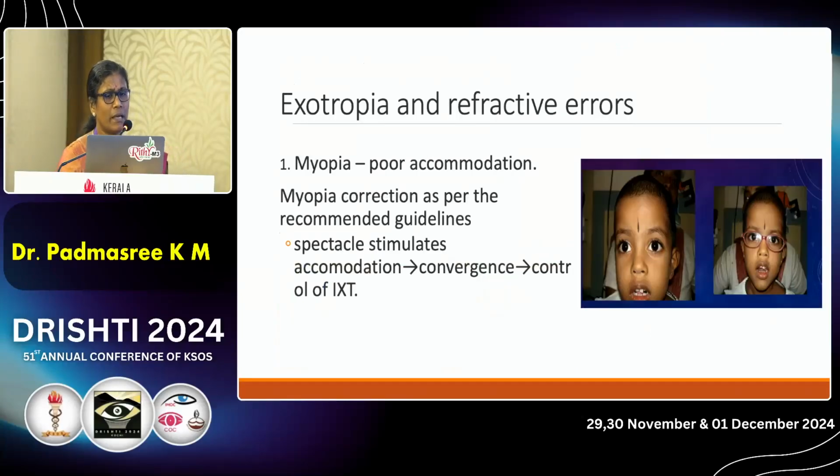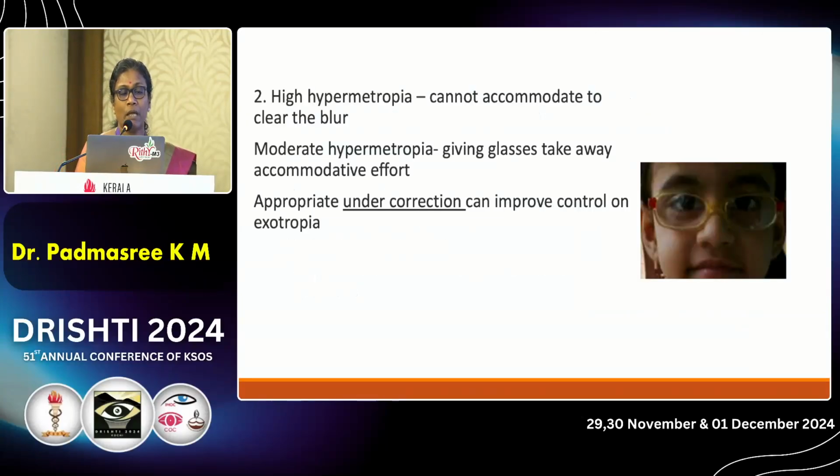Coming to exotropia and refractive errors. Myopia is the commonest refractive error associated with exotropia, as you know, because of the poor accommodation. So correct myopia according to the guidelines, because once you correct it, the spectacle stimulates accommodation, which will improve convergence and control of intermittent exotropia. So can we give overcorrections to myopia to control exotropia? But that is questionable.